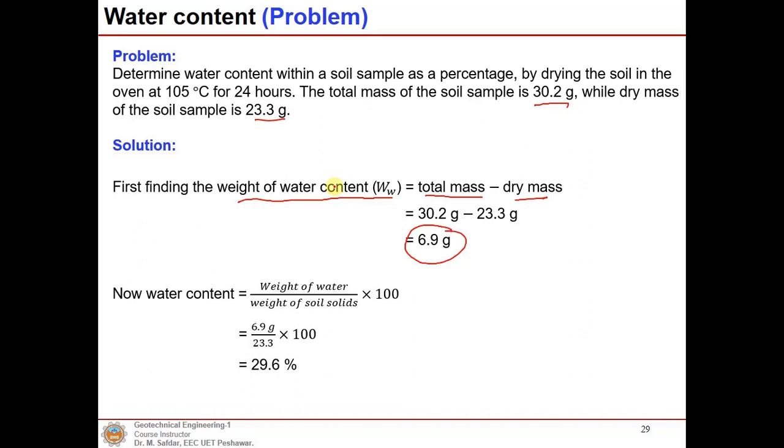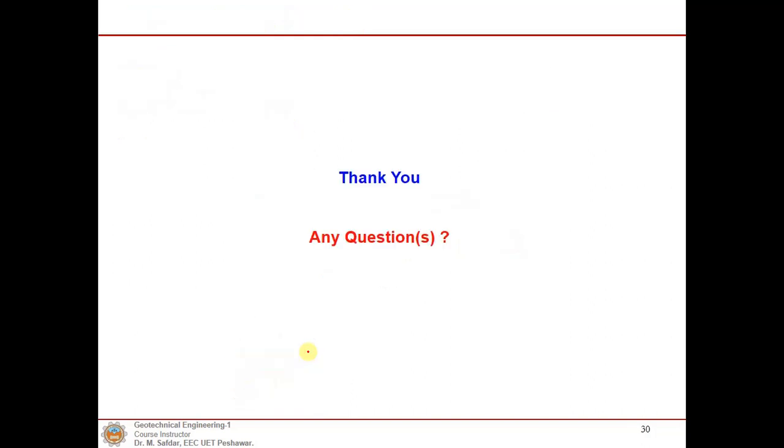Now water content is equal to weight of water divided by weight of solids, and this is the weight of solids, and this one is the weight of water. So if we divide 6.9 by 23.3 and we multiply with 100, we will get the water content of 29.6% or approximately 30%.